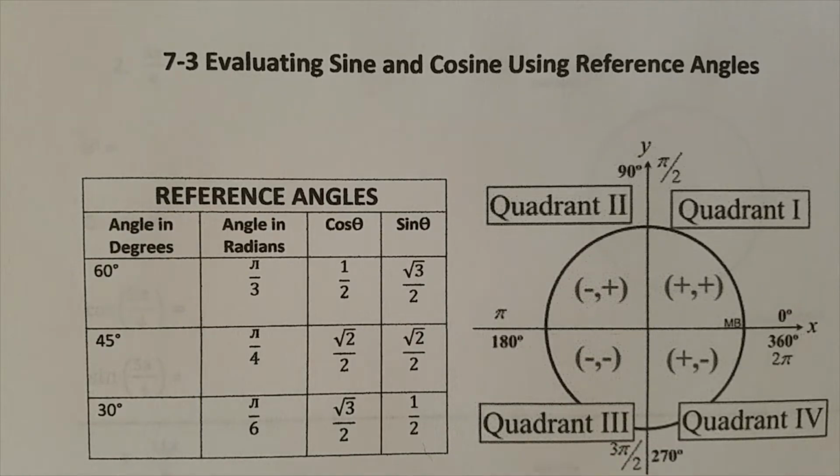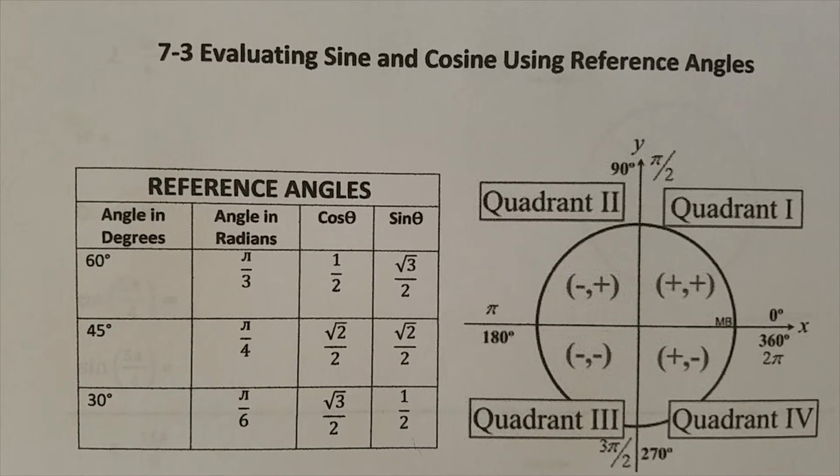Let's start taking a look at topic 7.3, evaluating sine and cosine using reference angles. I want you guys to pay close attention to how we're going to do this on these sheets, because this is how I'm going to need you to see you doing it on your test. You will be submitting work when you take your test.